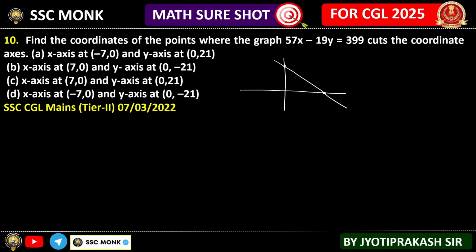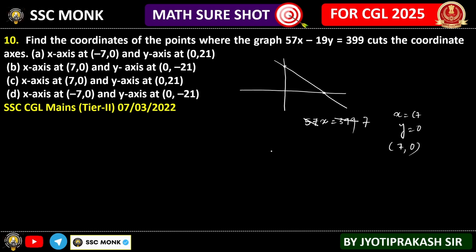So when it is intersecting the x-axis, y will be 0. So I can write directly 57x is equal to 399. Now see, 399 will be a multiple of 7. So let's try: 57 sevens are 399. It is just a wild guess, you can guess from it before you start solving. So the x value can be 7, y is equal to 0, so one point is 7 and 0.